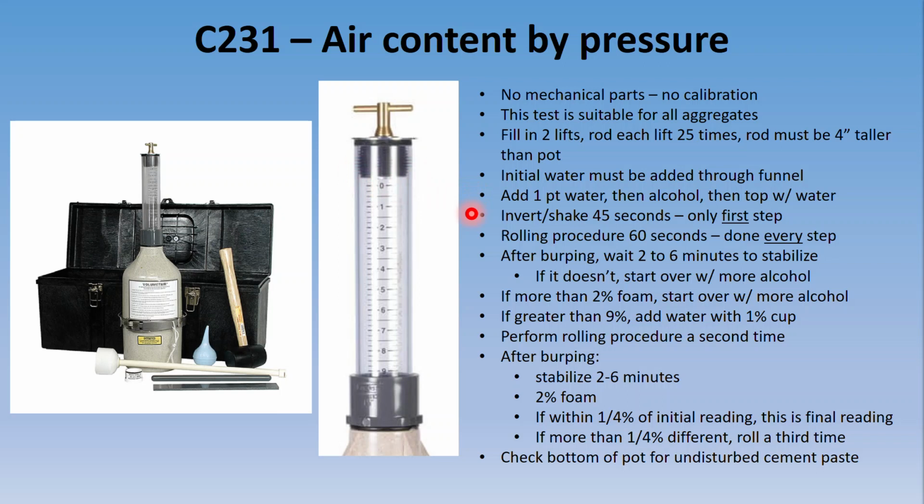After you've inverted it, you then go to the rolling procedure, and this is the meat and bones of this test. It's why it's called the rollometer, because you have to incline this apparatus at about 45 degrees, grab it by whatever you can grab it by, and then just start shearing it really sharply to try and loosen up this concrete down here. You do that for a full 60 seconds, and you do this every step. So that's the only step that you'll be repeating. You don't repeat the inverting.